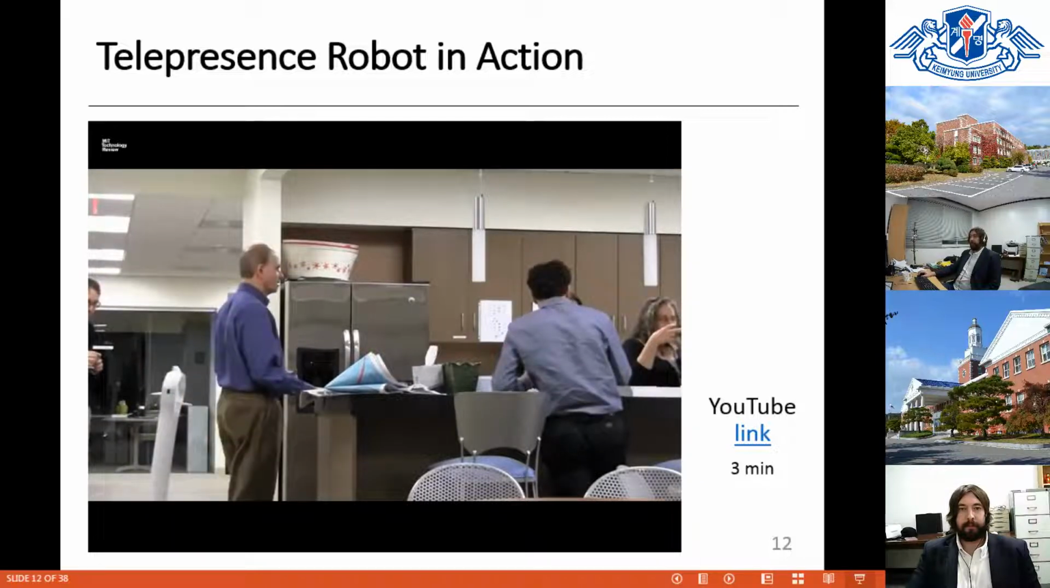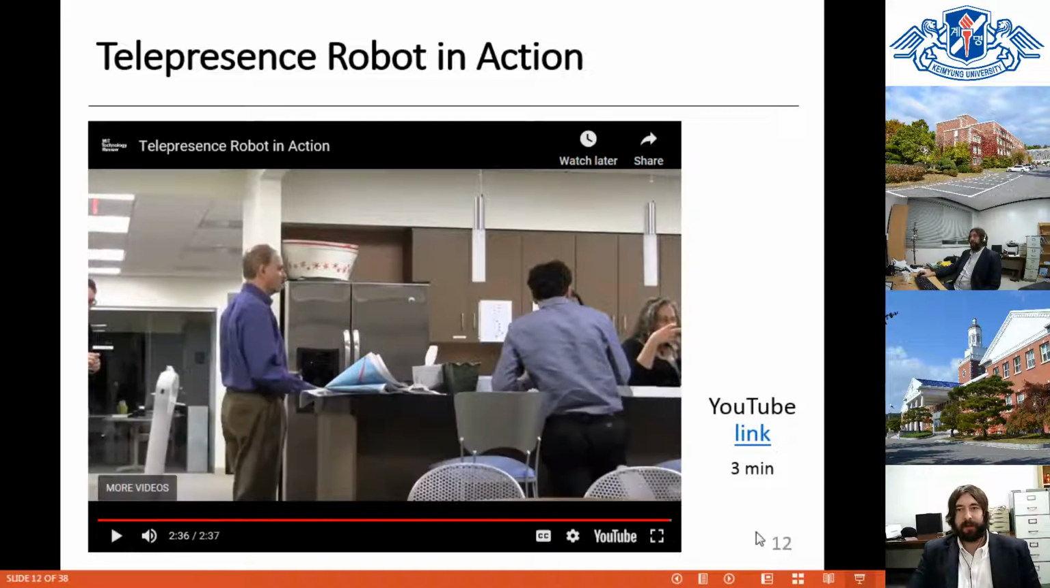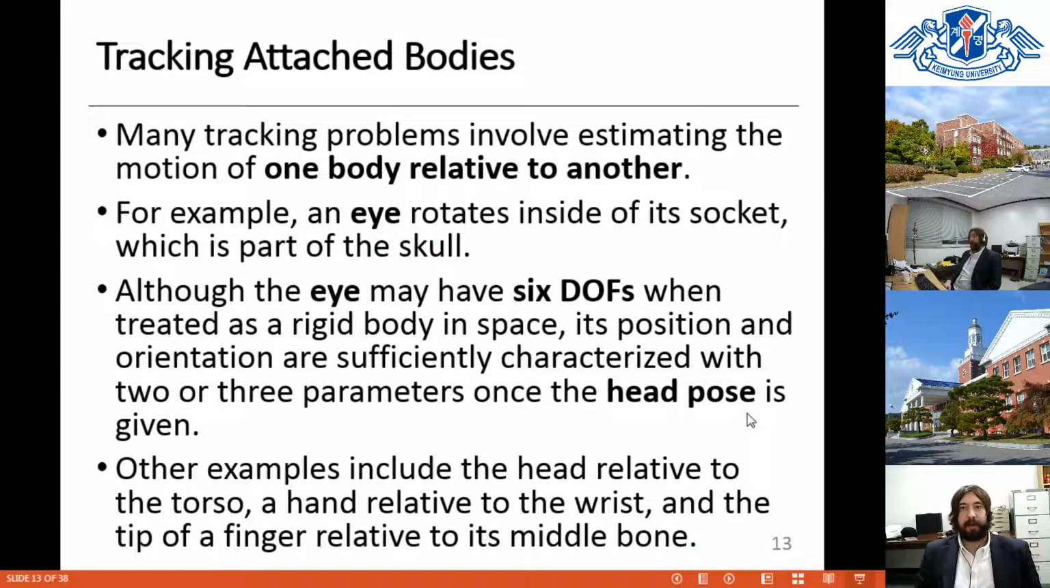Okay, so this was a telepresence robot, and I hope you enjoyed the video. So again, I would like to remind you, we have three categories of tracking. The first one is tracking sense organs, like eyes, like ears. The second category is tracking the human body, so we can track the human face, we can track the human body itself, right?